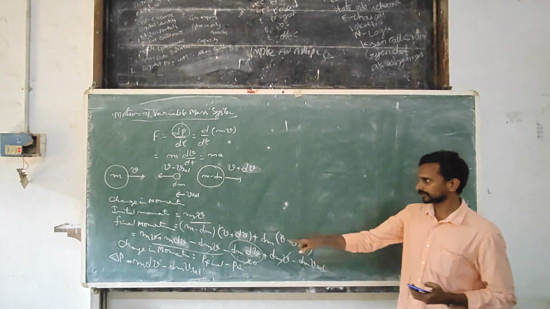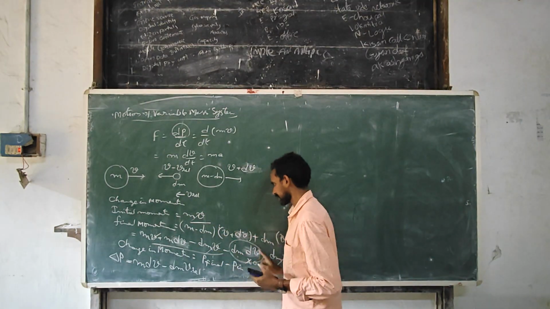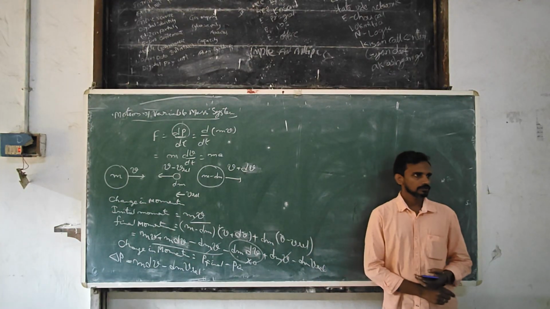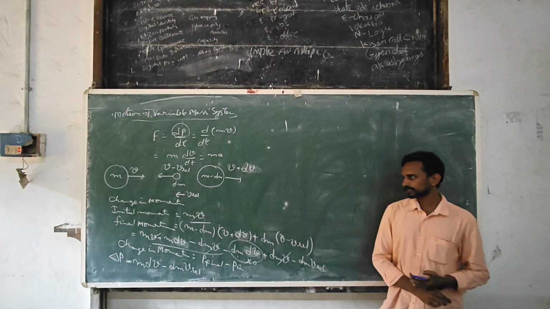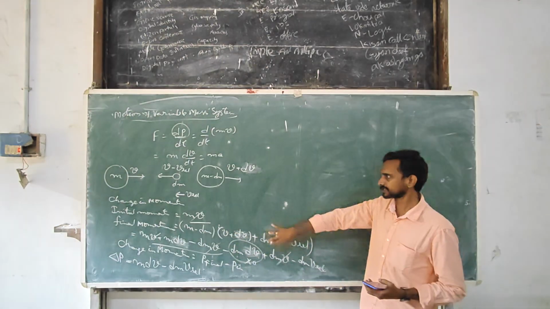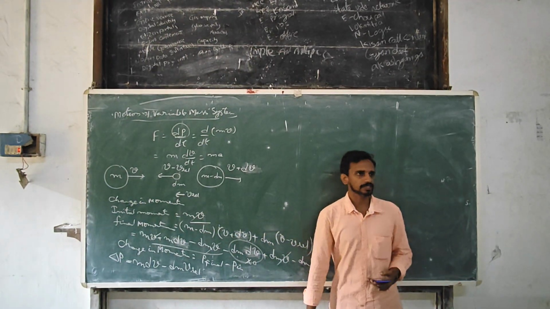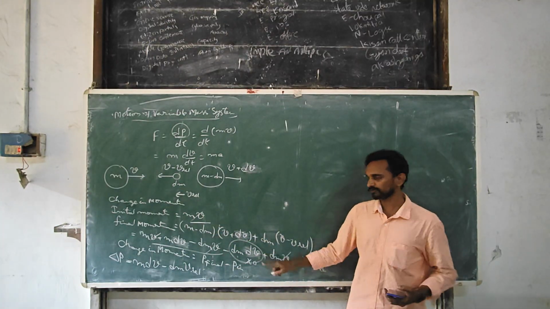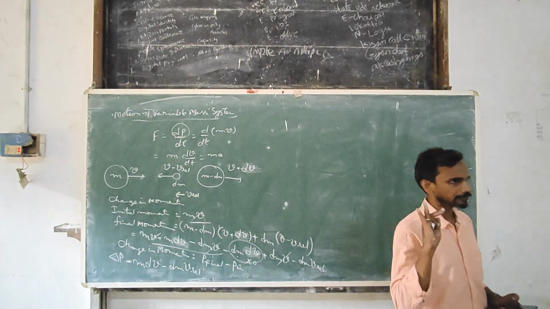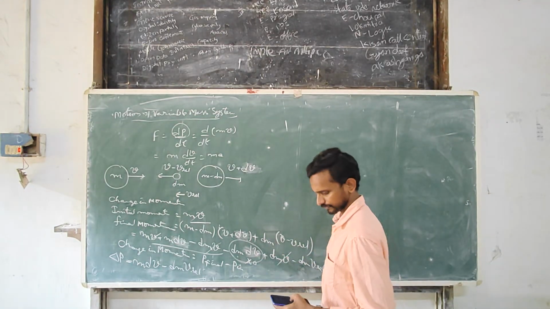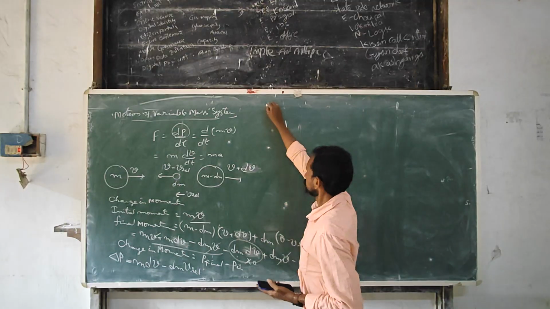So here four terms got cancelled and one term I neglected. Total terms are 2, 2, 4, plus 2 is 6, plus 1 is 7. Out of 7, I am cancelling 4 terms and neglecting 1 term. The other 2 terms remain.